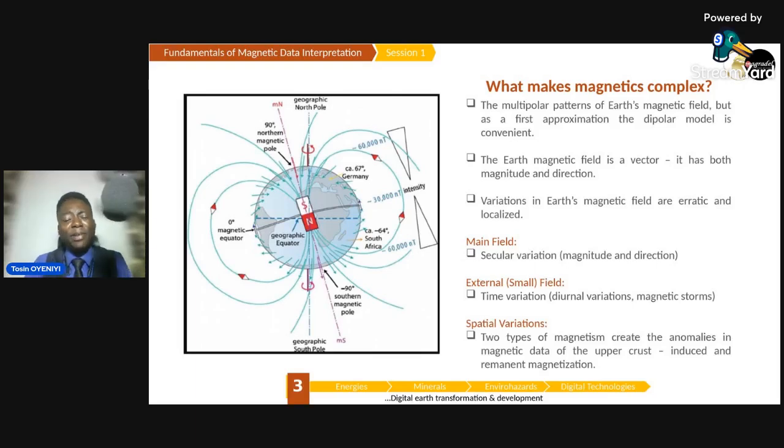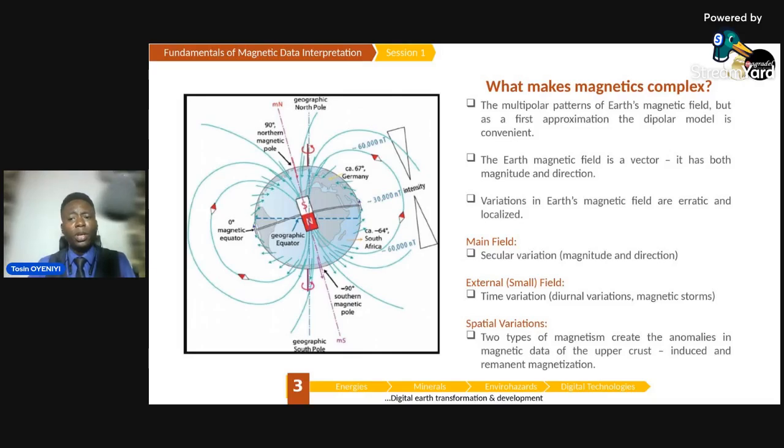So there are three things I've listed now, and these three things have correlation with the nature of the Earth's magnetic field. If you understand the nature of Earth magnetic field, there are three components of it: the main field, the external field, and the spatial variations.